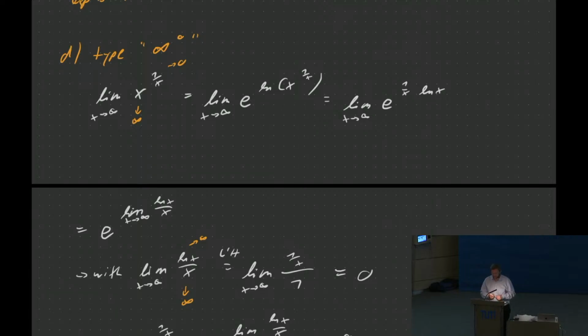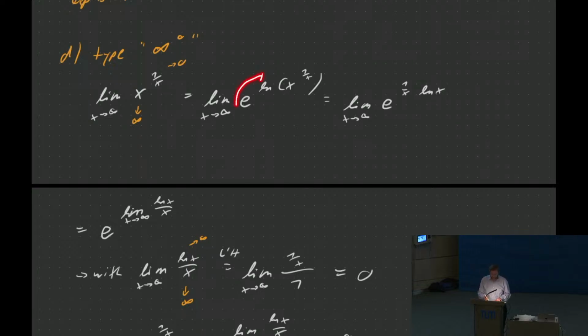Right, and similar situation here. That's not 0 to the power of 0, now it's infinity to the power of 0, so something like x to the power of 1 over x as x tends to infinity. So this goes to 0, this goes to infinity.